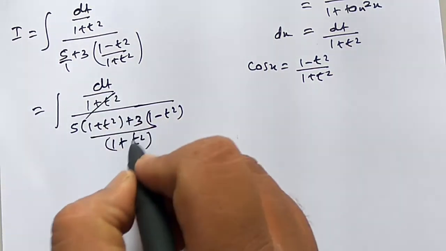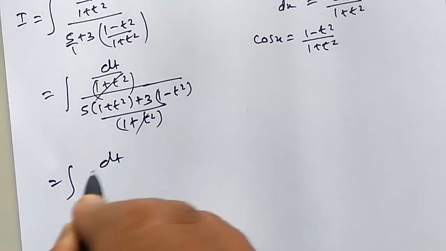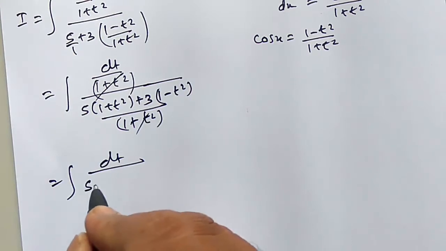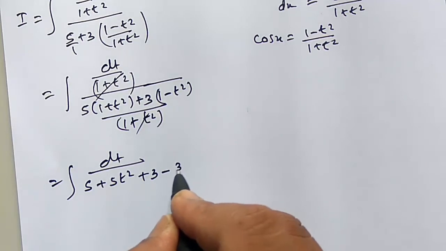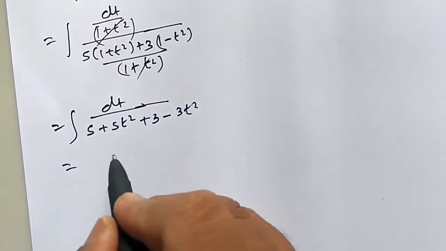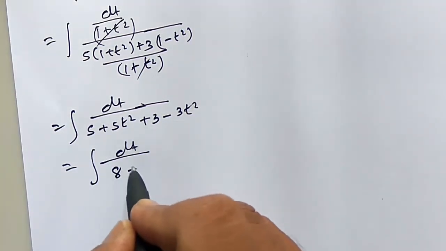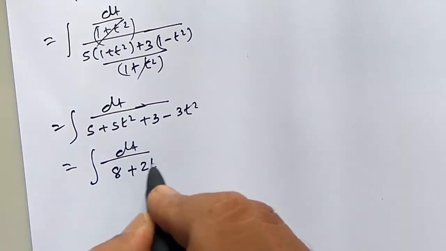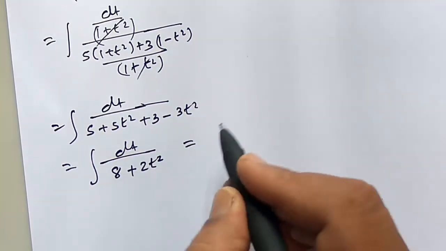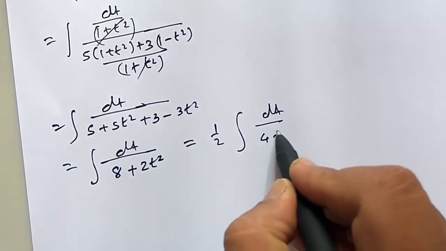So 1 plus t square, 1 plus t square get cancelled. So this is integration of dt upon, multiply 5 inside the bracket, 5 plus 5t square plus 3 into minus 3t square. So this is equal to integration of dt upon 5 plus 3 is 8, 5t square minus 3t square is 2t square. We can take 2 common, so it is dt upon 4 plus t square.